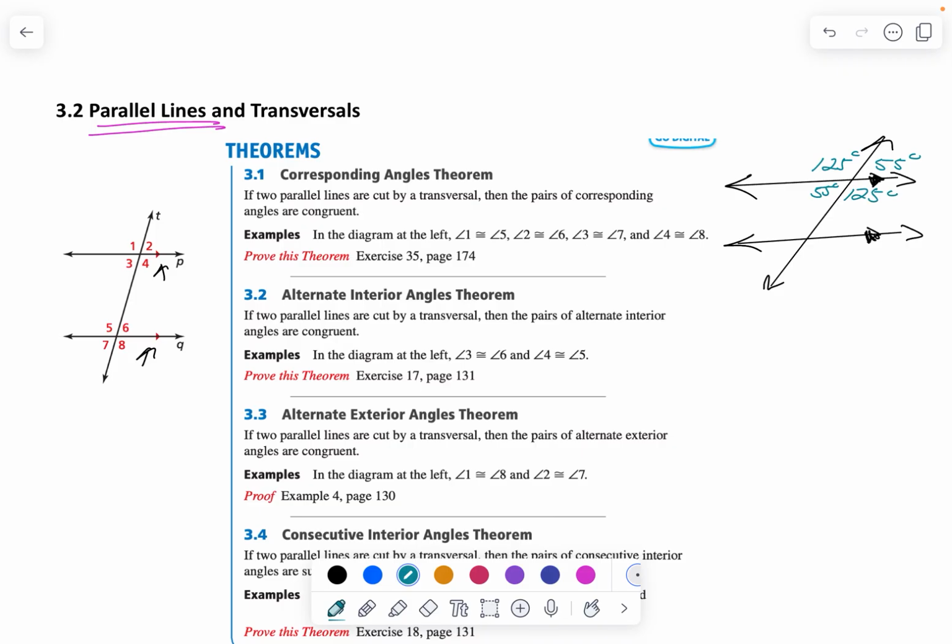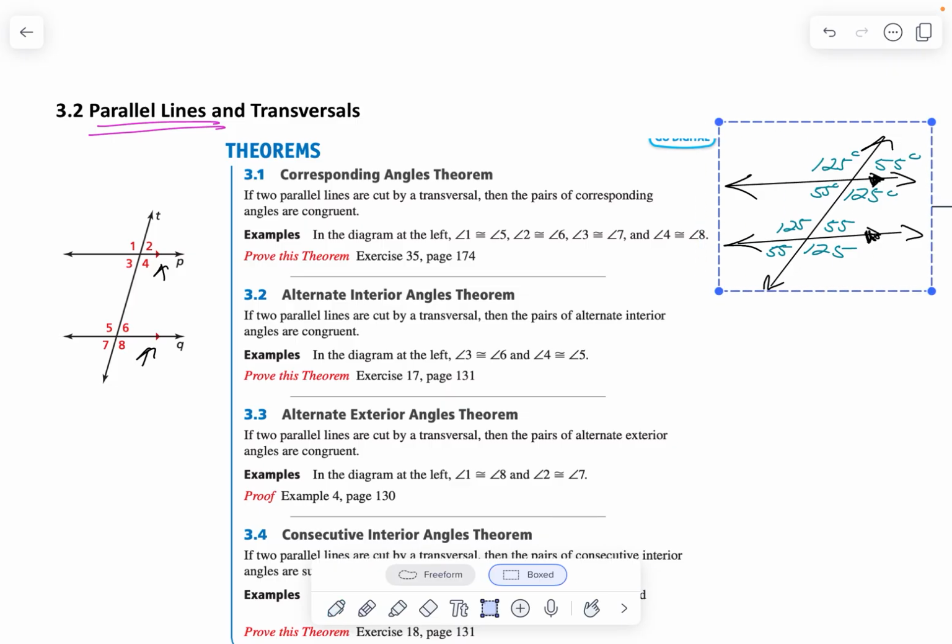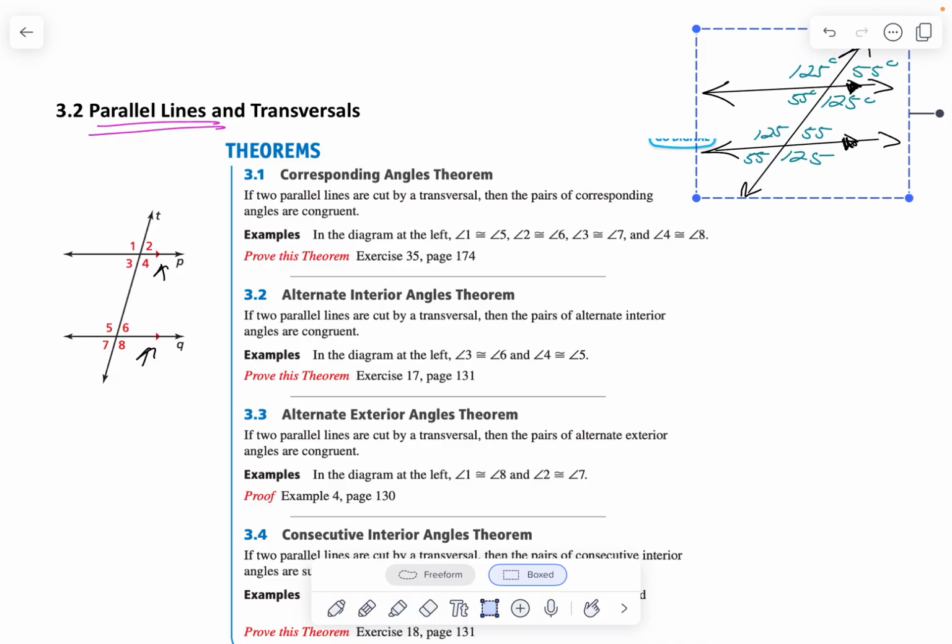Now, since the lines are parallel, that transversal is intersecting both parallel lines at the same slant, right? I mean, the line's not changing its slant. And so all of these angles will also be 125 and 55. And so when we look at the, I'm going to move this. It's in my way. I'll move it up there.